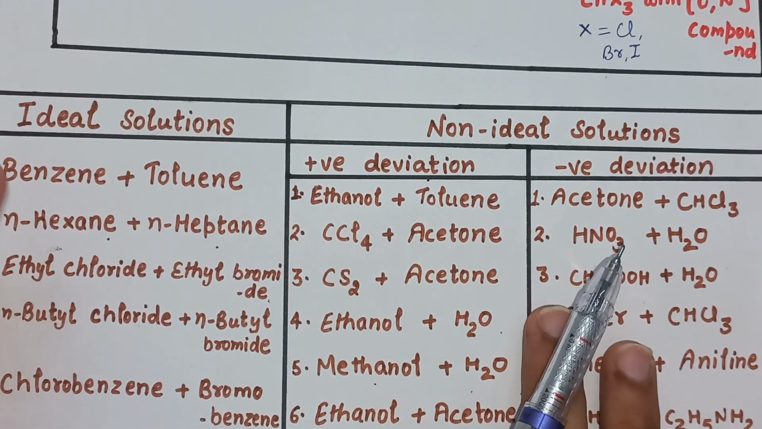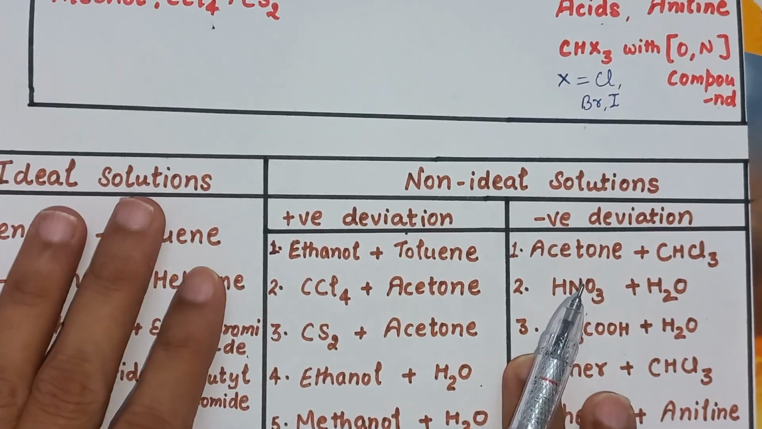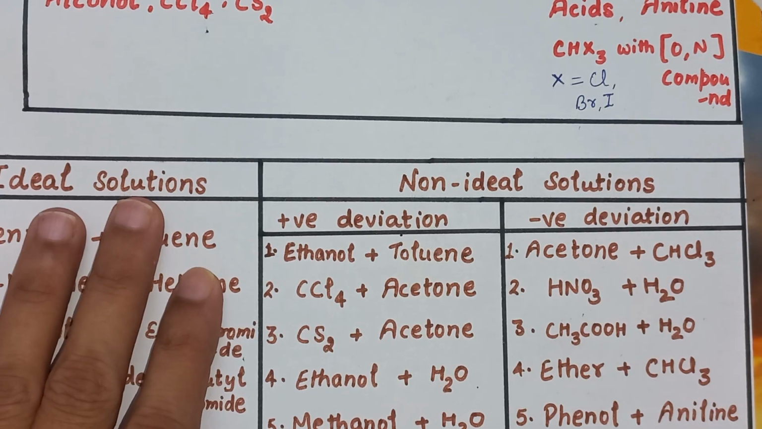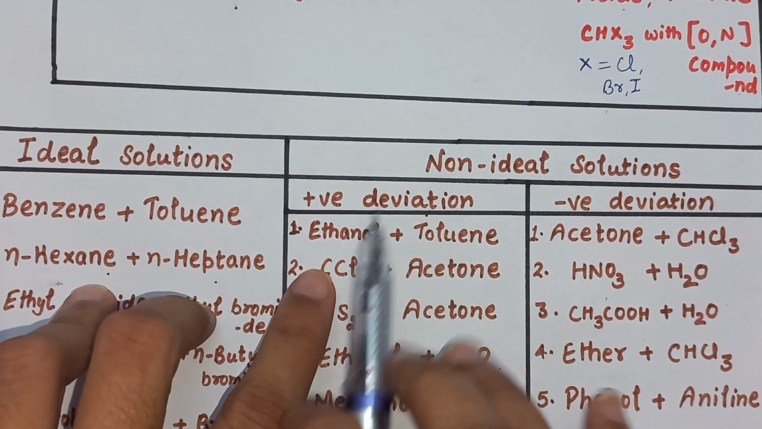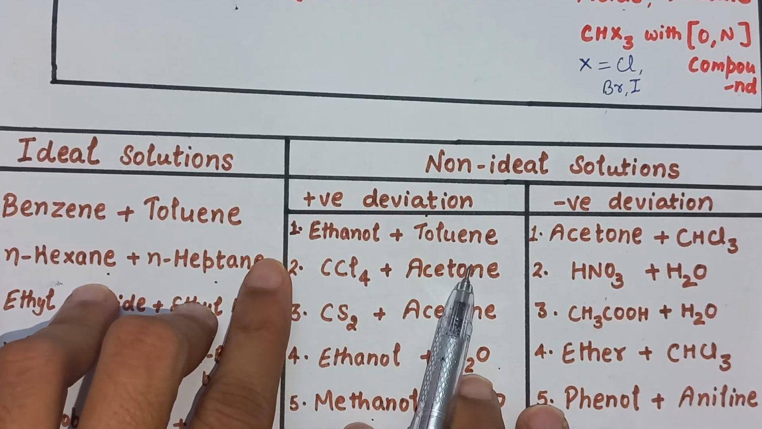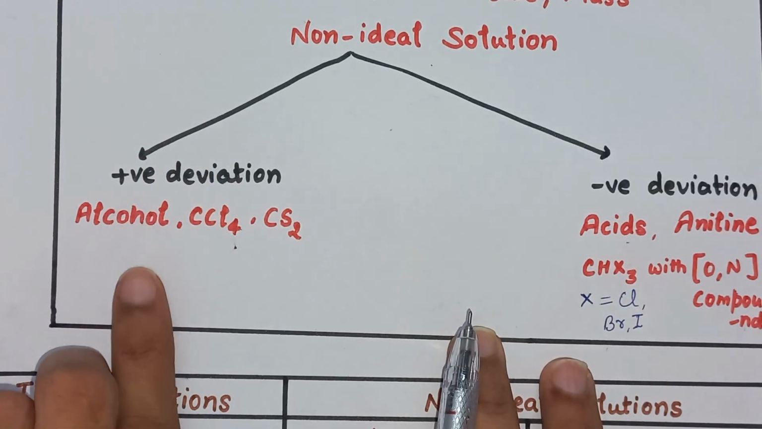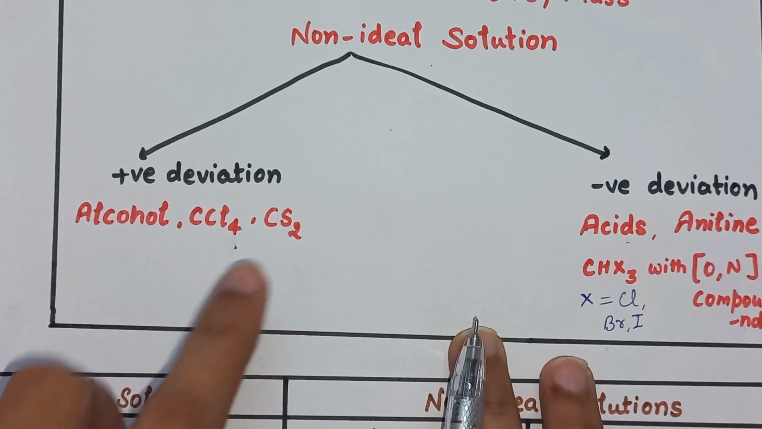Okay, so now the examples of ideal solutions are clear. Now we will discuss the examples of non-ideal solutions. Firstly, we will discuss the examples of non-ideal solutions that show positive deviation from ideal behavior. As we have studied earlier, one of the components may be alcohol, CCl4, or carbon disulfide.